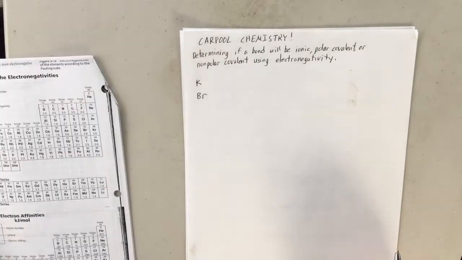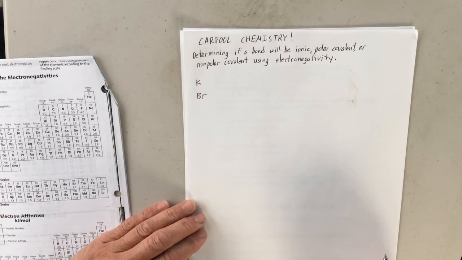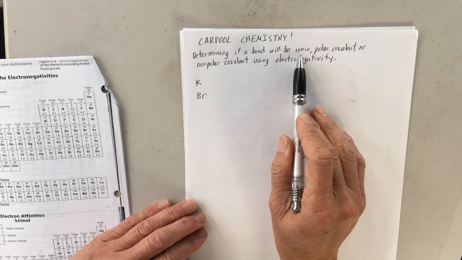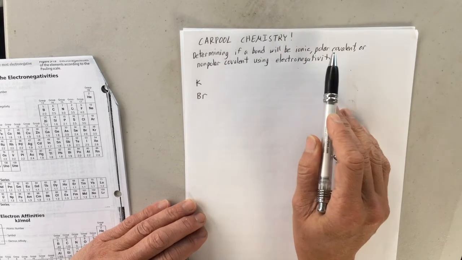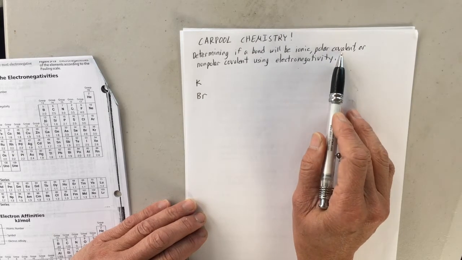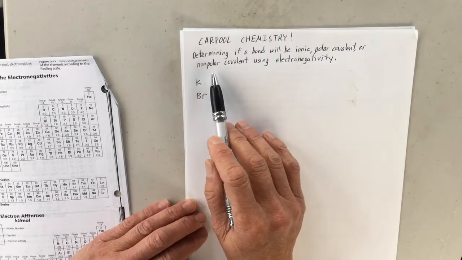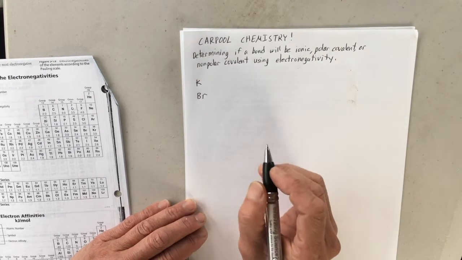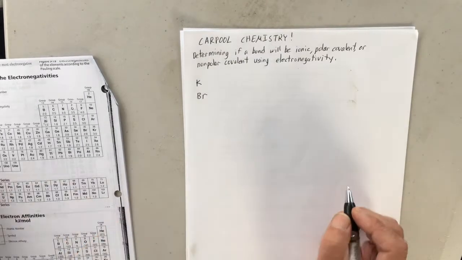Carpool chemistry. Today, we're going to determine if a bond will be ionic, polar covalent, or nonpolar covalent using electronegativity. That is, will electrons be transferred, as in ionic bonding? Will electrons be shared, but unequally, where one atom pulls on the electrons with greater strength than the other, as in polar covalent bonds? Or will the electrons be shared equally, as in a nonpolar covalent bond? Let's find out using the concept of electronegativity.